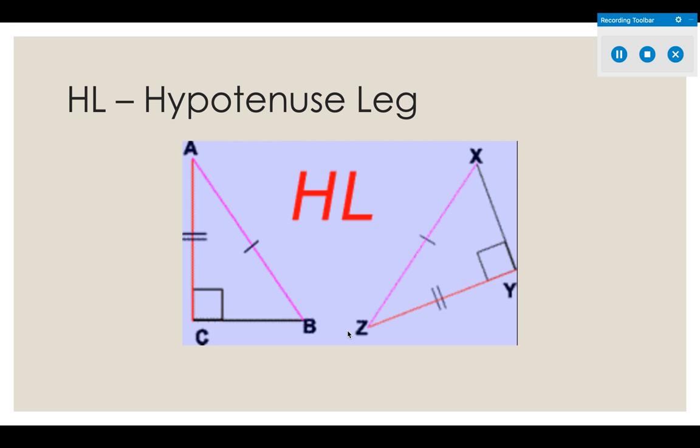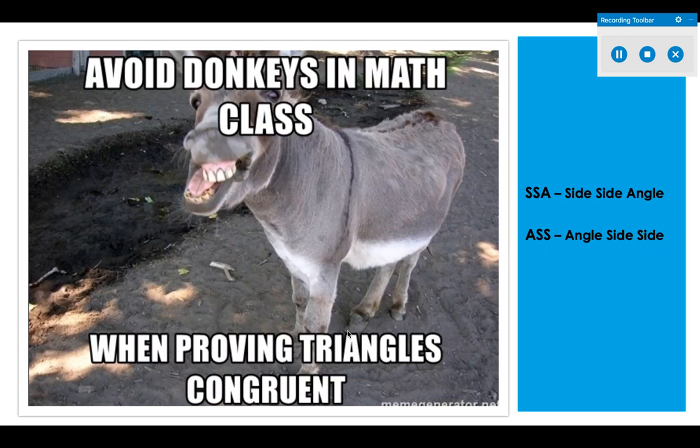And the last one we're going to talk about today is the hypotenuse leg theorem. So this is specifically for right triangles. If you have 2 right triangles, we can say that they are congruent if the hypotenuse is congruent to the other hypotenuse of the other triangle, and the leg is congruent to the other leg of a triangle. And so if you have the hypotenuse and a leg of 2 right triangles congruent to each other, then you can say that the 2 triangles are congruent because of the hypotenuse leg theorem.